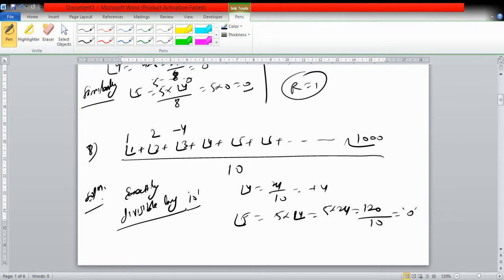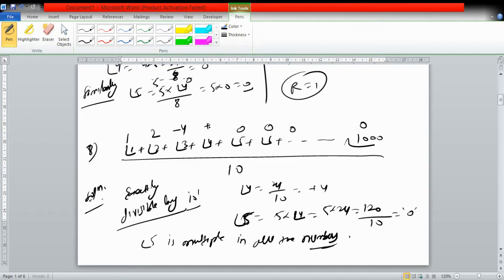After factorial 5, all the numbers have factorial 5 as a multiple. So here the remainder in factorial 5 is 0, 6 is also 0, 7 is also 0, that is up to 1000, it's 0 only.